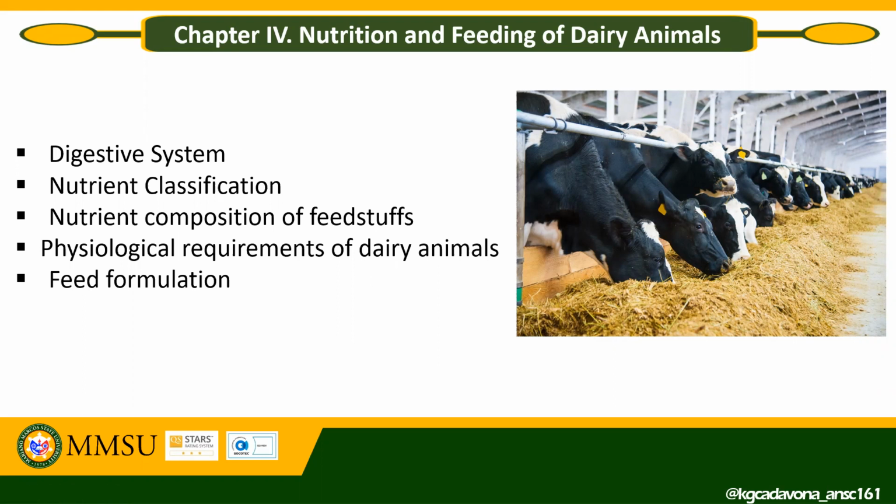Good day, everyone. We are now on the fourth chapter of our course, which is on the nutrition and feeding of dairy animals. This chapter is subdivided into five topics, which I will discuss. The first one is the digestive system of dairy animals, then the different nutrients, the nutrient composition of feedstuffs of the dairy animals, the physiological requirements of these animals, and later on some feed formulation.